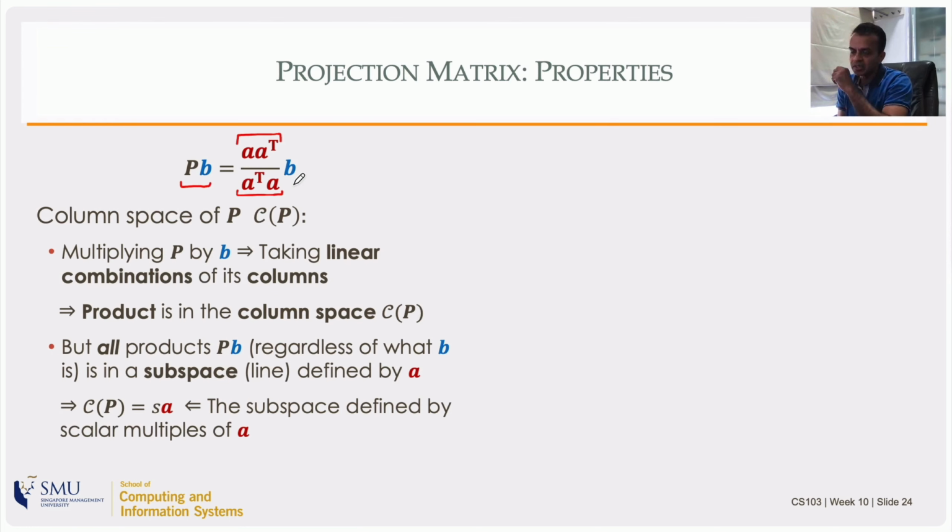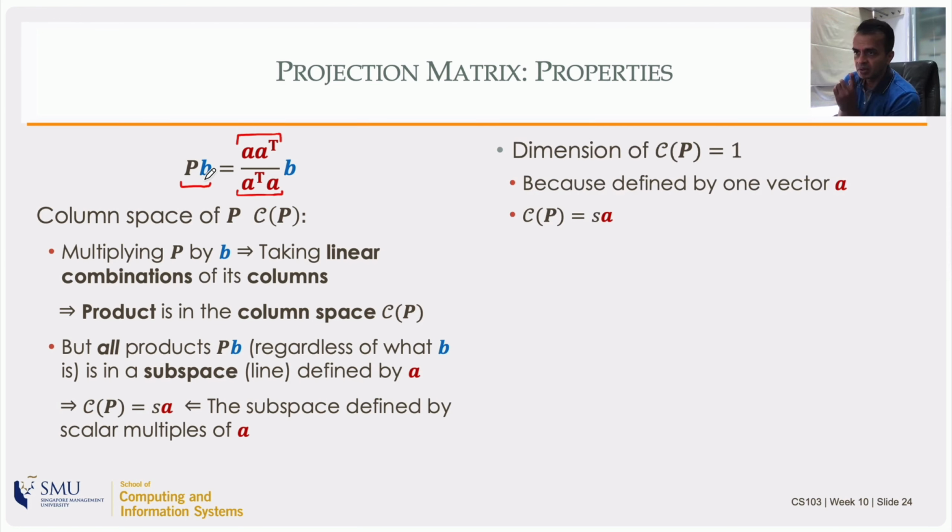So the column space of P is actually just a line that is defined by A, because the projection has to be along the direction of A. That is obvious because that is the definition of projection. But this multiplication basically says that the product has to be in the column space of P. That means the column space is actually just a line that is defined by A. So that is an interesting property. And the dimension of the column space is the rank of P. And we saw that P is a rank 1 matrix. So there is only one line in the column space of P.